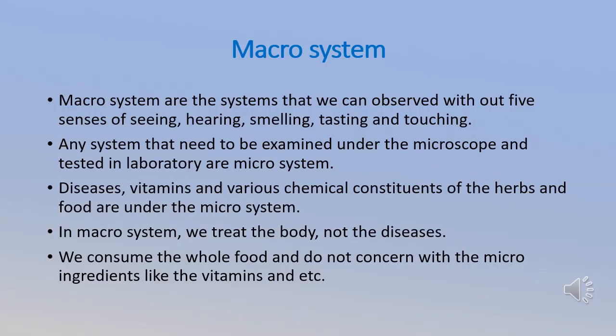In the first chapter, we talked about the macro system. The macro system is a system that you can observe with our five senses of seeing, hearing, smelling, tasting, and touching. Now, all systems that need to be examined under the microscope and tested in the laboratories are the micro system.